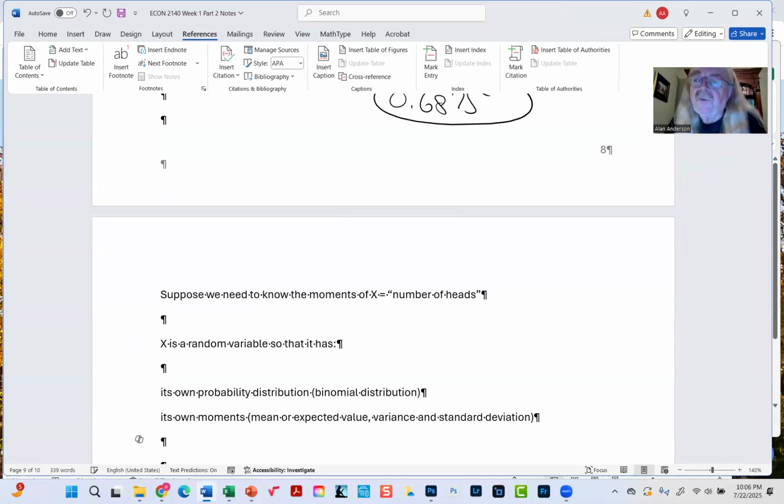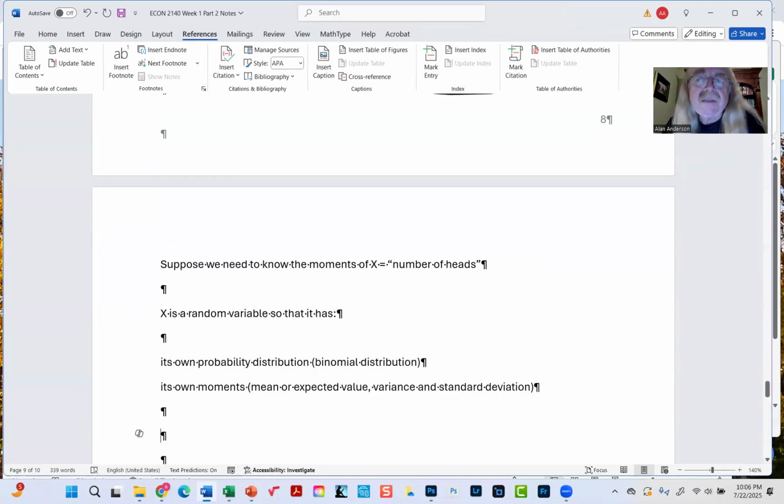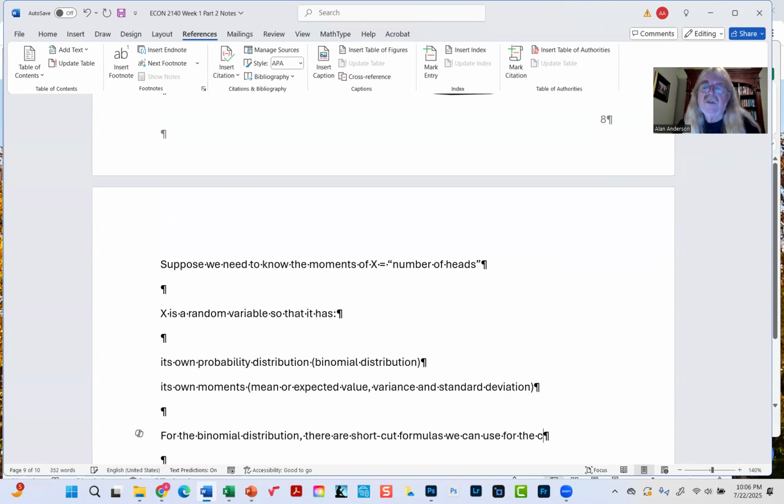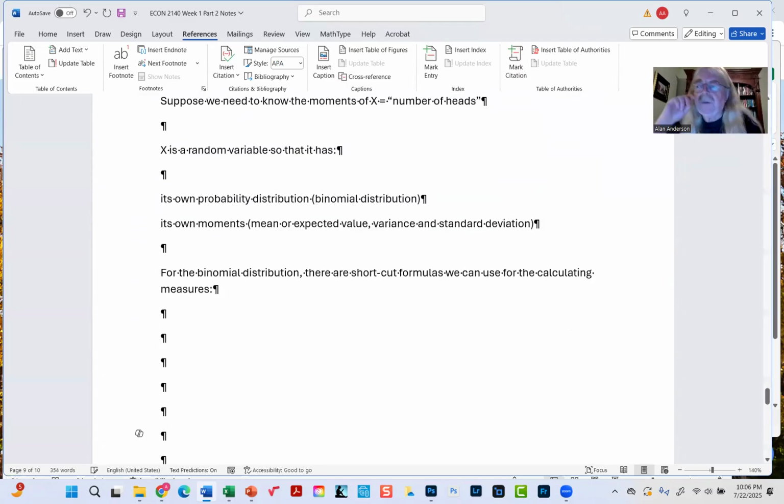Now, remember, we introduced those formulas a while back, and they were kind of messy. Well, it turns out that for the binomial distribution, there are shortcut formulas we can use for calculating these measures. And what are they? What I'm going to do is put together a little chart here to remind you what the original formulas look like and what the shortcut formulas look like.